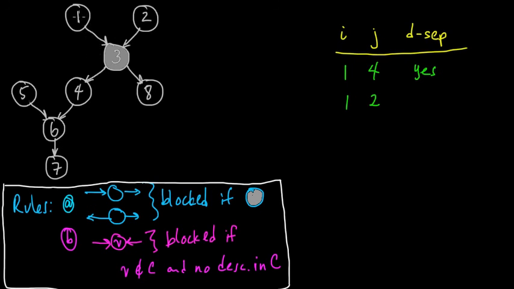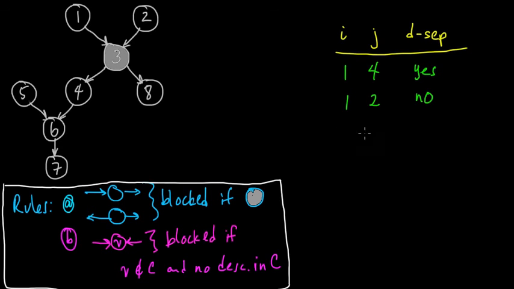So 1 and 2, we go 1, 3, 2. This is a head-to-head relationship. So is B satisfied? It's blocked if V is not in C and no descendants are in C, but 3 is in C. So it's not blocked. So we cannot determine, it's undetermined whether 1 and 2 are conditionally independent given 3. We cannot say that they're necessarily dependent, nor can we say that they're not.